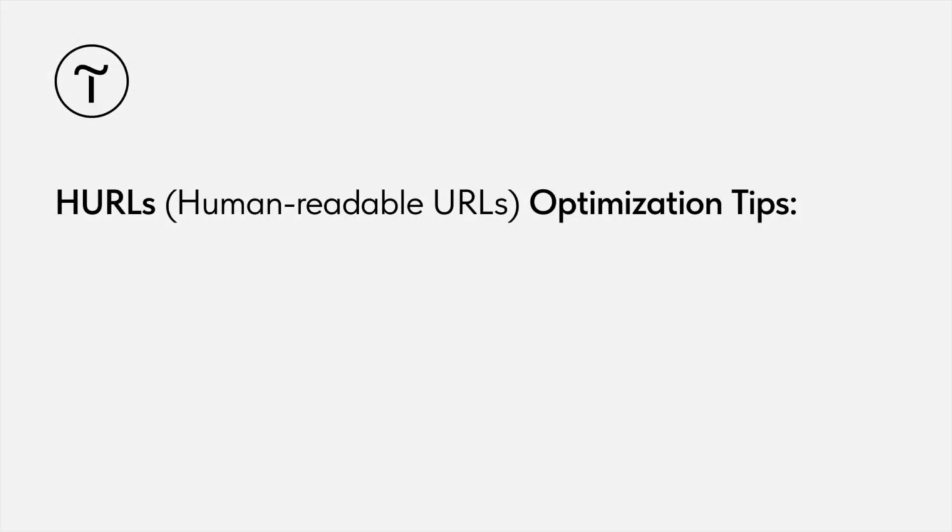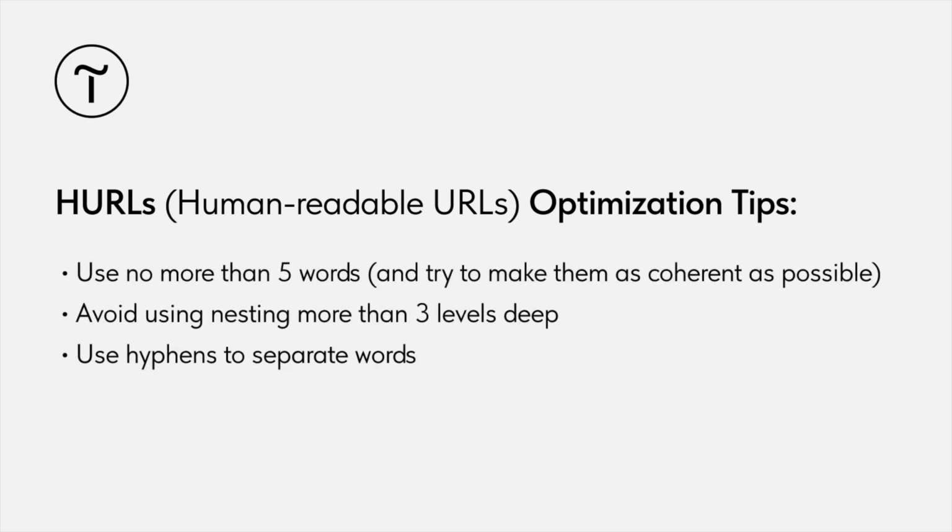Now, let's take a look at how to come up with good human-friendly URLs. In order to make a URL human-friendly, limit the number of words used there to no more than 5. Additionally, try to maintain a maximum of 3 levels of nesting for one URL. The nesting levels serve to guide visitors in navigating through the pages of your website, indicating the depth of the page structure.